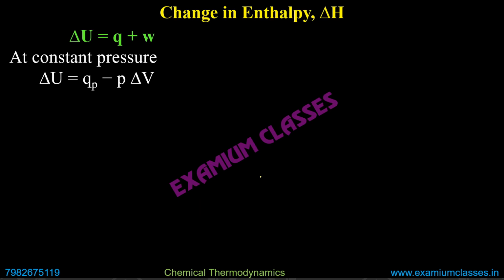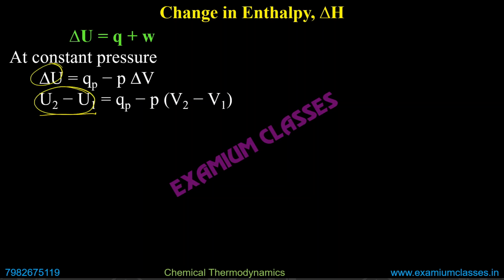Delta U will be equal to QP, that is whatever is the heat transferred at constant pressure, minus P delta V. This pressure is there and change in volume. There will be change in volume now. Volume is not constant, okay, and pressure is constant. So from here, I will get U2 minus U1. Delta U is actually U2 minus U1. It is a state variable, equals to QP minus P delta V, and delta V is also V2 minus V1.